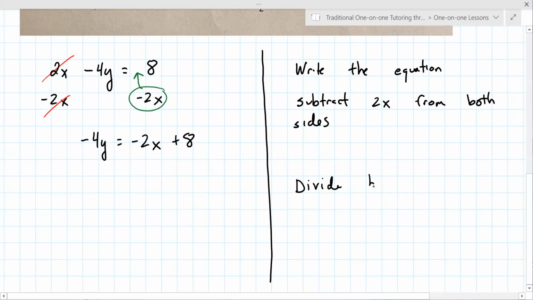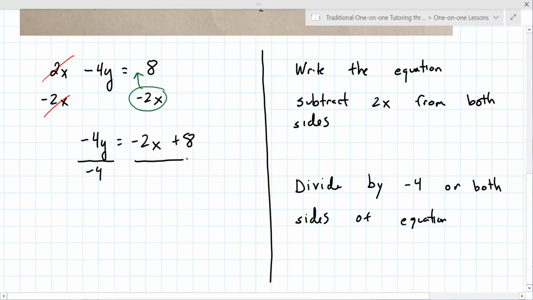Sure. Now, before I let you go, what are you going to divide both sides by? By negative 4, because that's the number in front of y. Okay. You're going to divide both sides of the equation by negative 4. So you divide this by negative 4, and you divide this by negative 4.